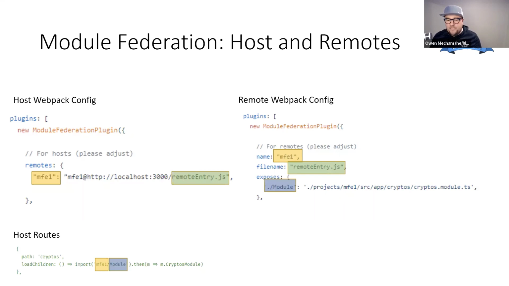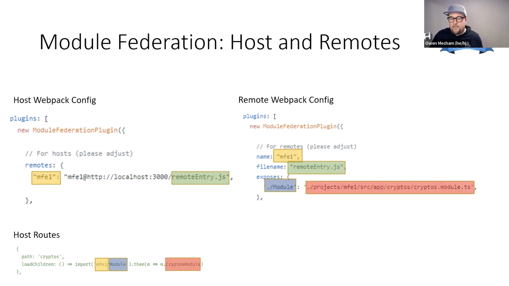The next is what you choose to expose, or how you choose to expose it, within your remote. So on the right side, if you see exposes and then /module, that's just saying, hey, I'm going to share, at MFE1/module, and then this path, that's the path to, in this example, a cryptos module. And then down in the route, those two things paired together in the host application can then at runtime resolve to the module that's being exposed by the remote.